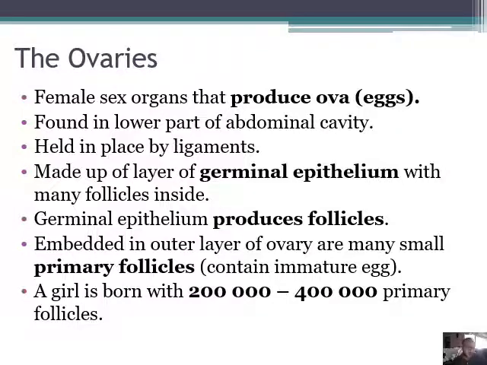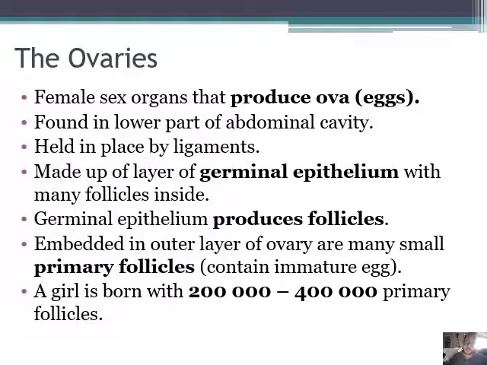Now, what on earth is a follicle? A follicle is literally a cell membrane that holds the egg inside of it and allows for the egg itself to develop inside, all while being protected inside of the follicle. Eventually, the follicle is going to mature, and I'll show you some diagrams a little bit later, as well as when we do the menstrual cycle. They are embedded in the outer layer of the ovary as small primary follicles. They contain an immature egg, and a girl is born with 200,000 to 400,000 primary follicles. So when you are born, you already have a maximum amount of kids that you can have.